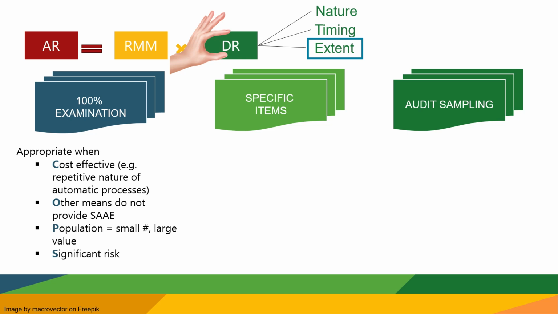Another is when other means do not provide sufficient and appropriate audit evidence. That means to say, when the auditor has decided or upon his judgment sees that, well, audit sampling just won't cut it. Specific items just won't cut it. I need to test 100% for me to get that level of assurance that I desire.